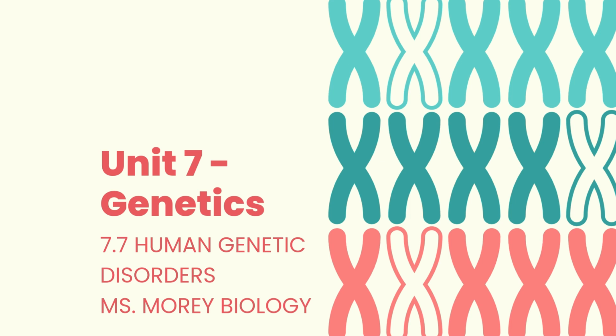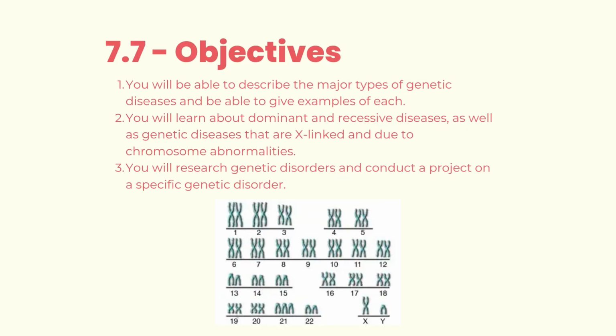So for this objectives or overview, what we'll be talking about today in lecture, you'll be able to describe the major types of genetic diseases as well as being able to give an example of each type. You'll learn about dominant and recessive diseases, as well as genetic conditions that are X-linked because of chromosomal abnormalities. You will also begin your genetic disorder research project and hopefully choose a genetic condition to learn more about.